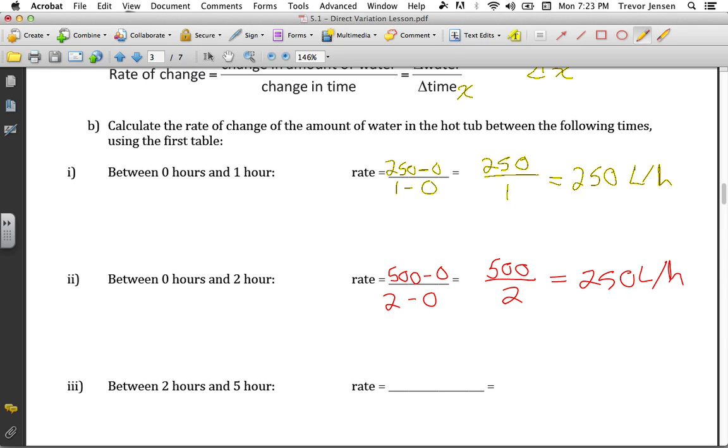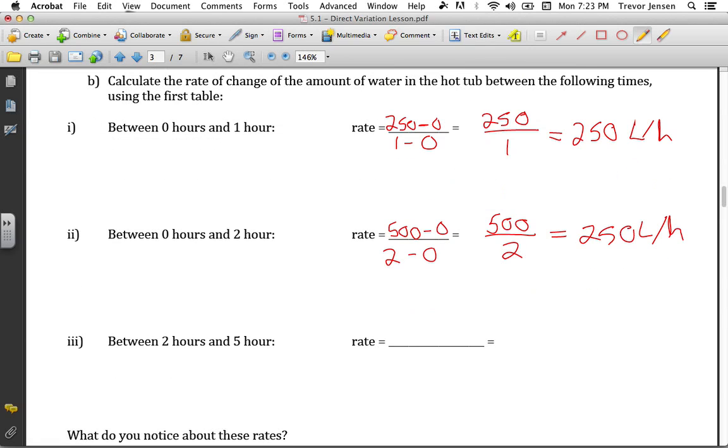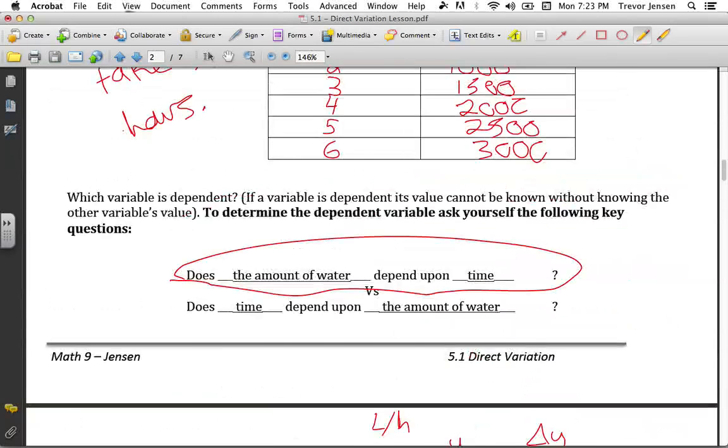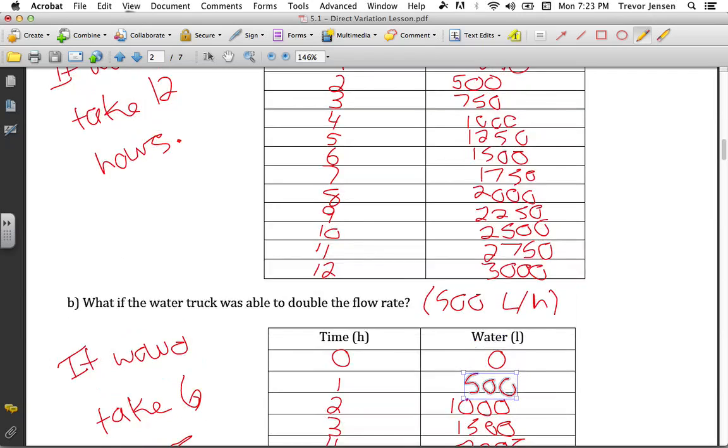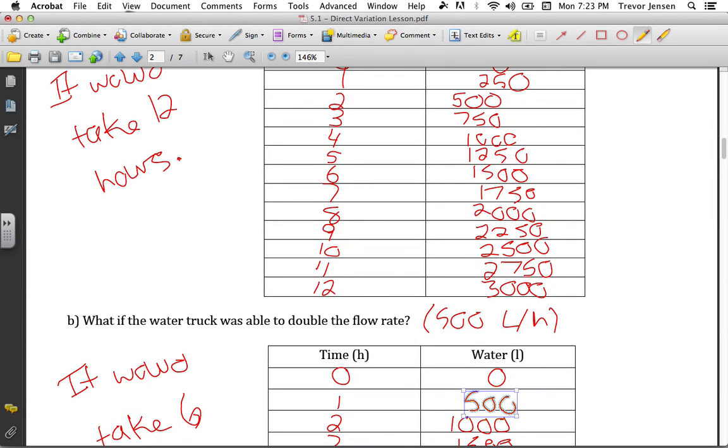Now, maybe this is a coincidence that these two are the exact same. Let's take a look at what the rate of change is between 2 hours and 5 hours for the amount of water compared to the change in time. So let's go back up and look at our table of values. So between 2 hours and 5 hours, it went from 500 to 1250.